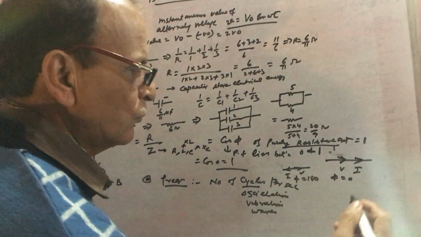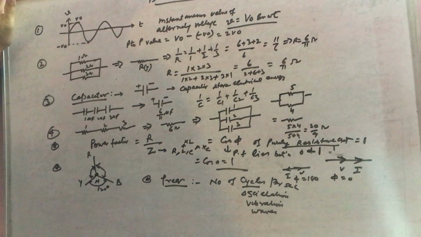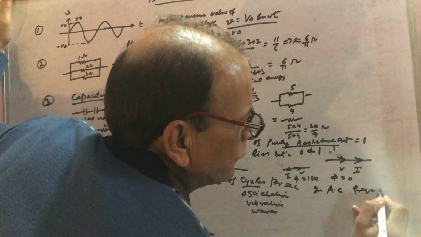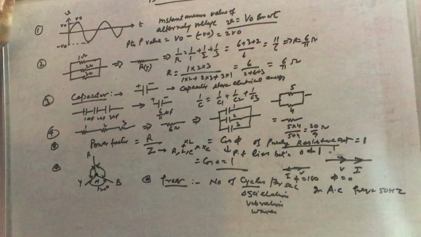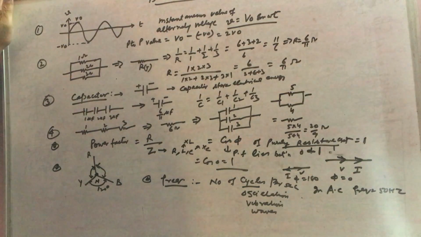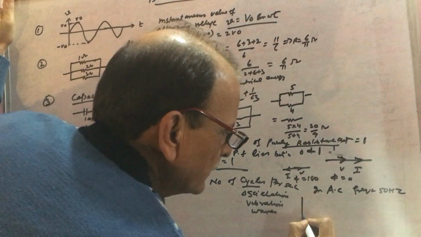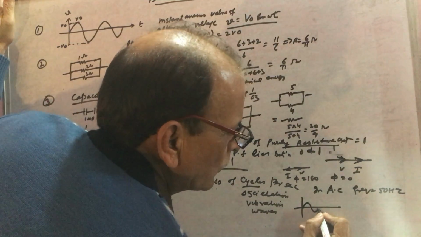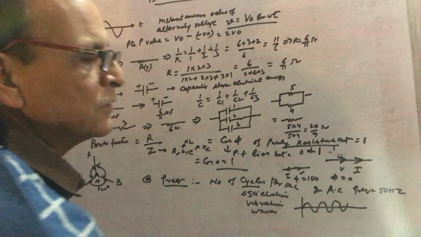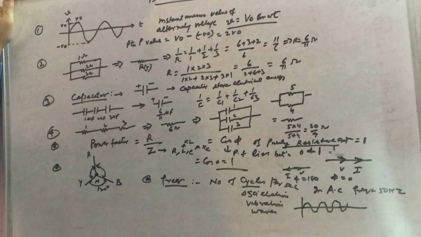Frequency of alternating cycle. So in AC the frequency is 50 Hz. What do you mean by 50 Hz? It means in 1 second what happened? In 1 second there are 50 sinusoidal waves. 50 sinusoidal waves are there. So that is frequency of AC is 50 Hz.